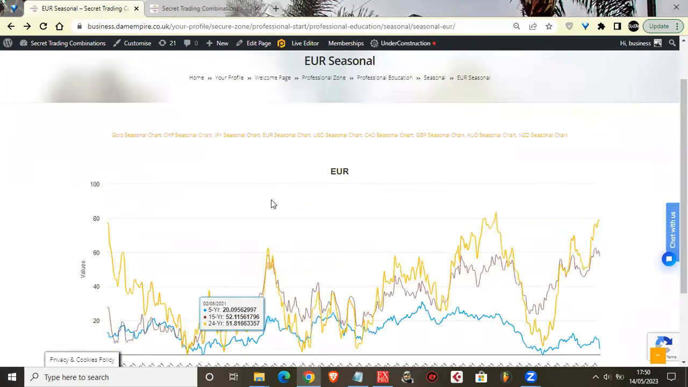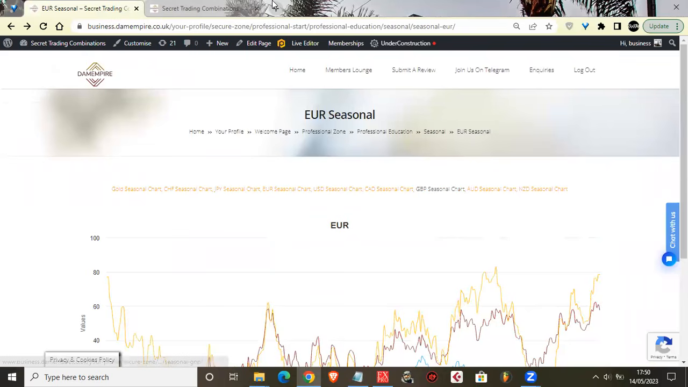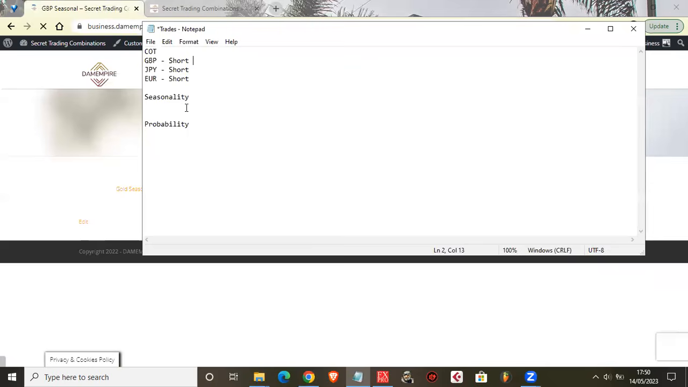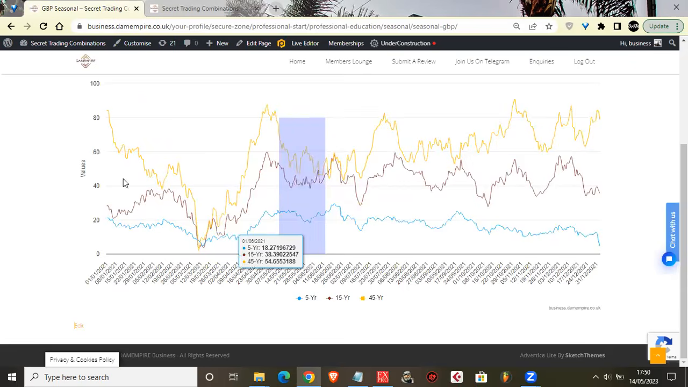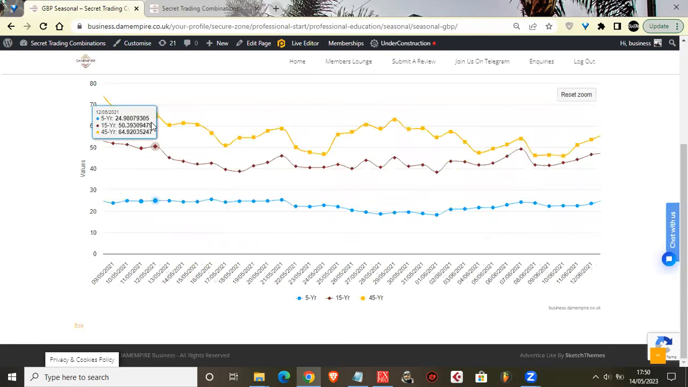So the next thing we're going to look at. Let me just zoom this in a little bit. We're currently right here, and GBP does actually look as if it's going to go short from tomorrow. Five years looks a little bit long one day, but then it kind of flatlines, then goes short.